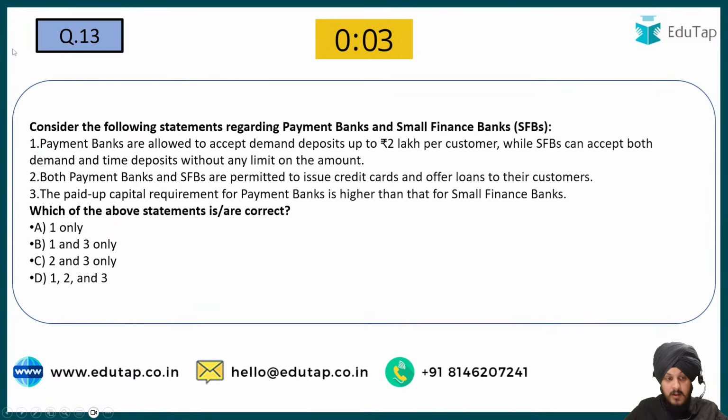Question number 13. Payment banks are allowed to accept deposits up to rupees 2 lakh per customer, while SFBs, which is small finance banks, can accept both demand deposit and time deposit without any limit on the amount. Both payment banks and small finance banks are permitted to issue credit cards and offer loans to the customers, and the paid up capital requirement of payment bank is higher than that of small finance banks. So tell me what is going to be the correct answer to this question.